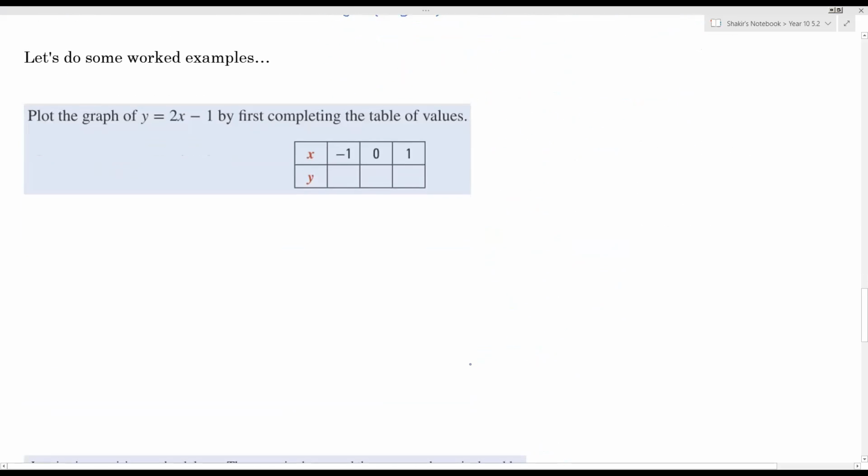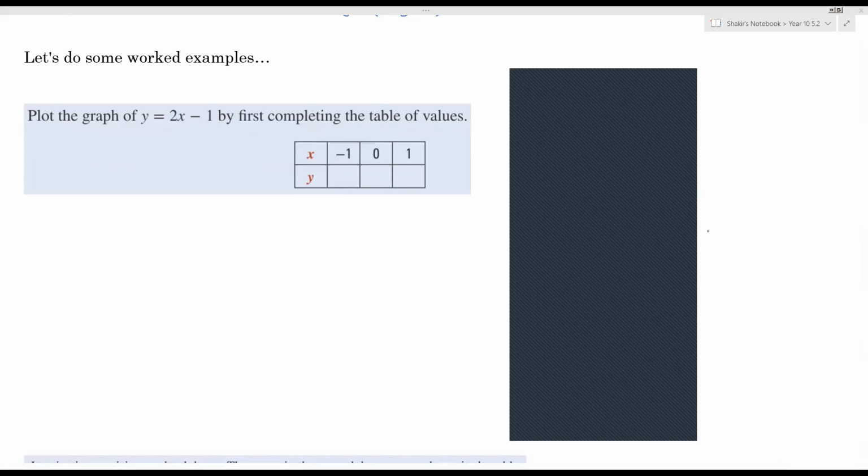Let's have a look at some of the questions in the book. It says plot the graph of y is equal to 2x minus 1 by first completing the table of values. And so what you would do is, one second, I'm just going to open up my calculator.